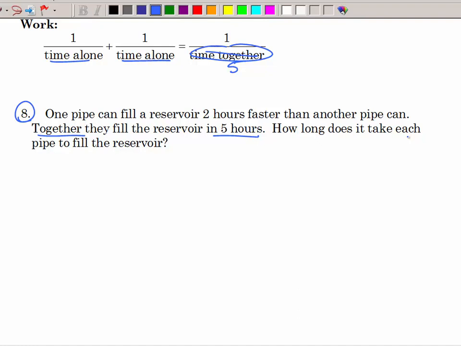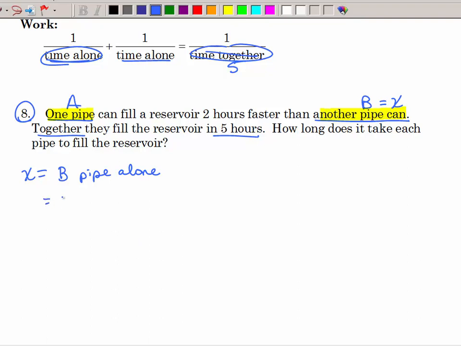Now I think it might be easier if we call this pipe A and this other pipe, let's call that pipe B. And again, as we're comparing it, it says pipe A can fill it 2 hours faster than pipe B. And since pipe B was mentioned last, let's let that be X. Now that's the time alone. So X is the B pipe alone.